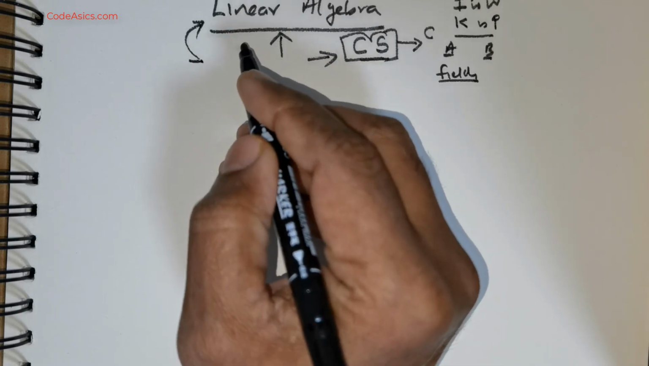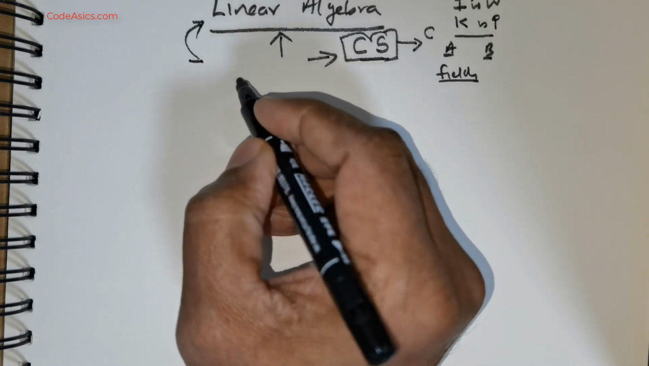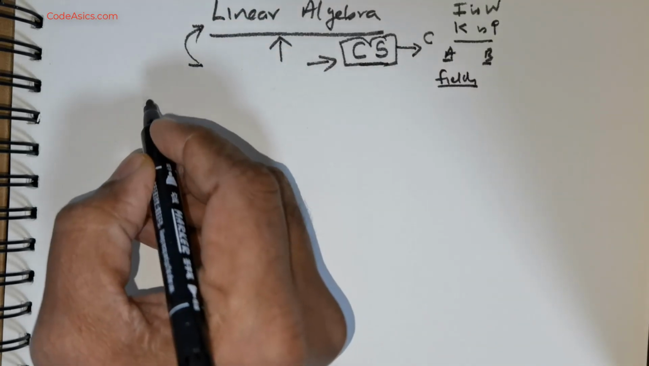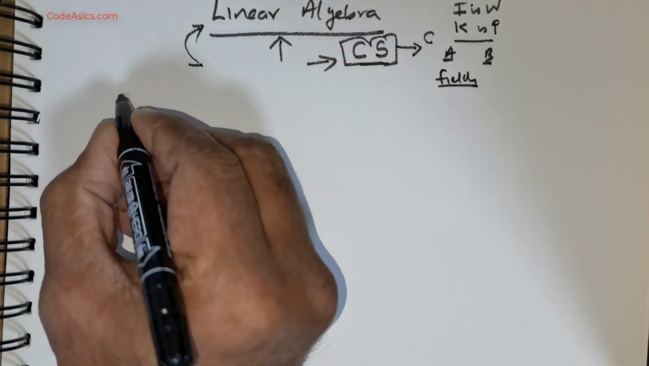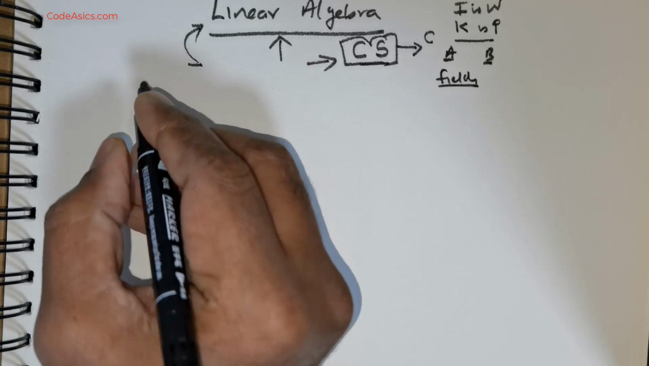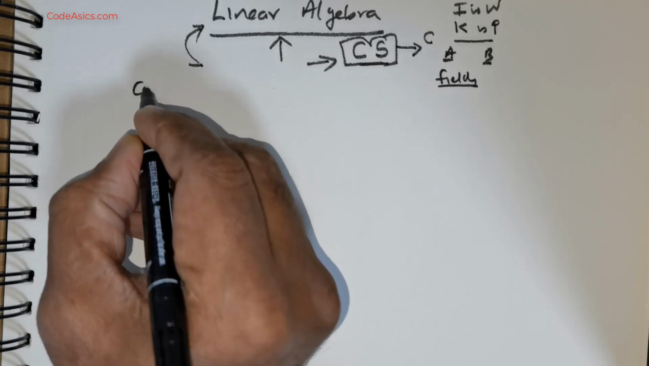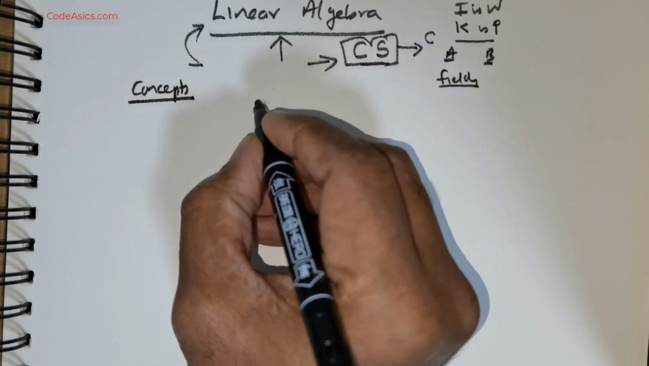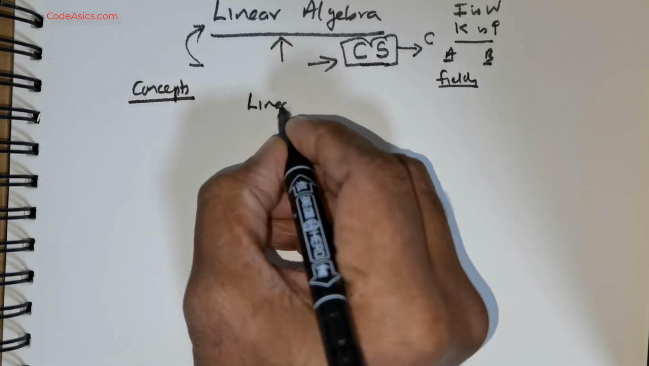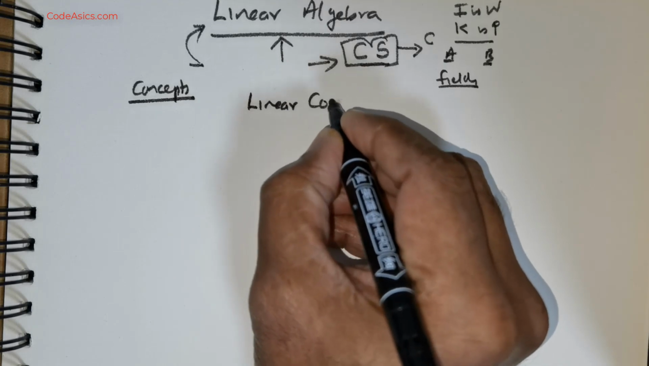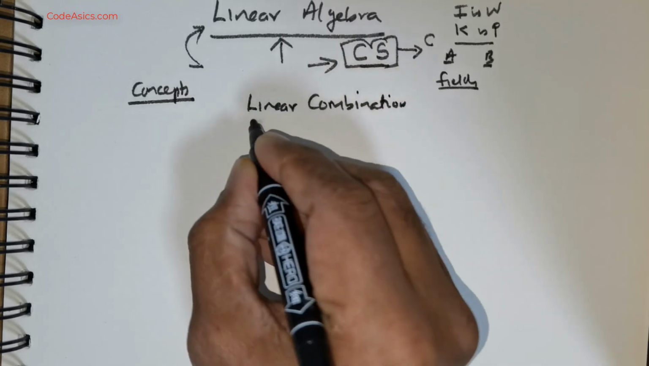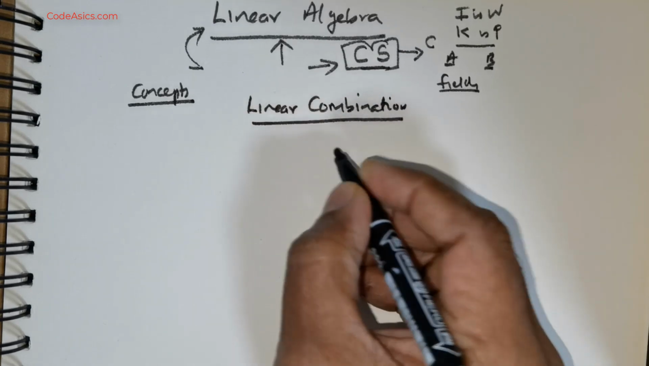And having mentioned that, let me move on. Now in this particular course, there are a few important concepts you will have to know. The first and foremost concept that I will be starting is what is called a linear combination. I'm going to explain to you why we need this and its significance.